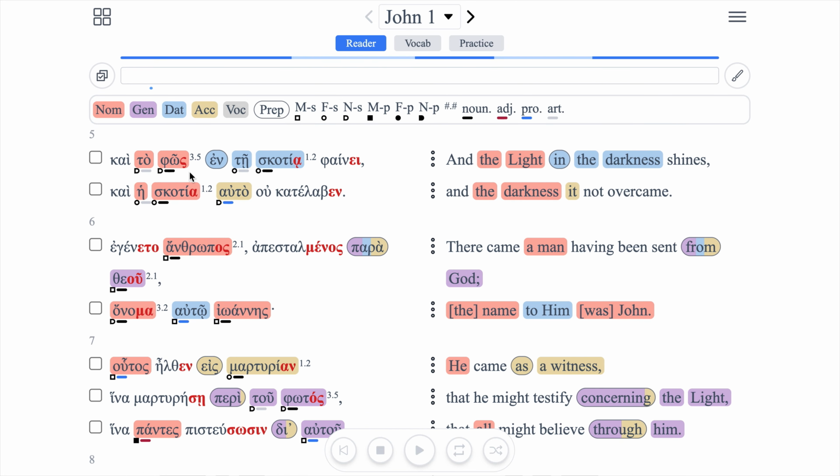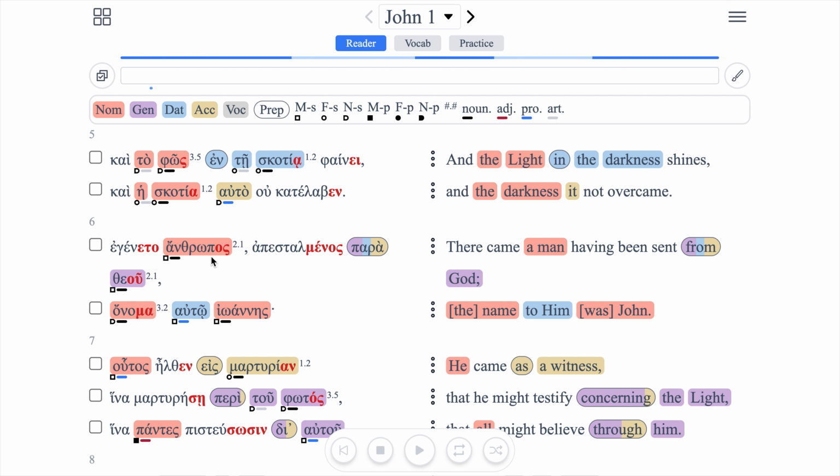5 starts with the nominative subject and a dative prepositional phrase. And then the darkness did not overcome what? Overcome is our verb, and the accusative answers the question, overcame what? Overcame it, which answers our question and tells us it is the accusative.